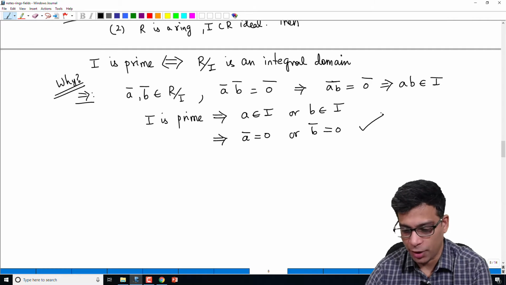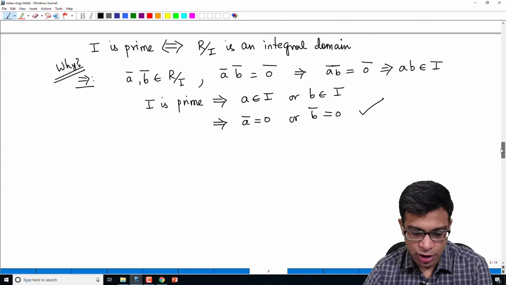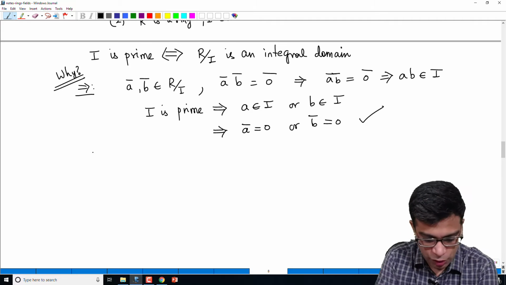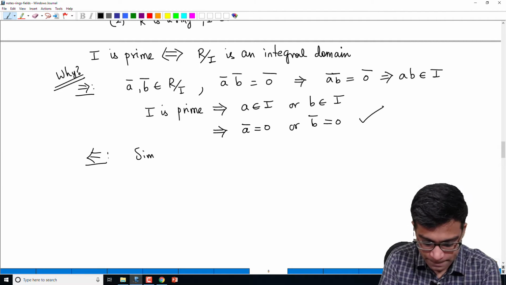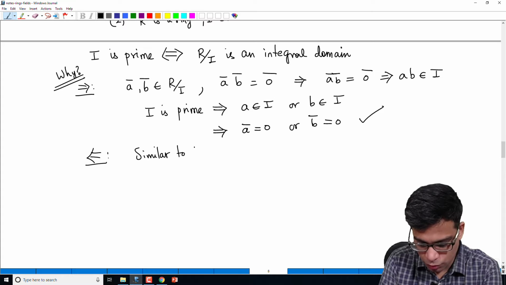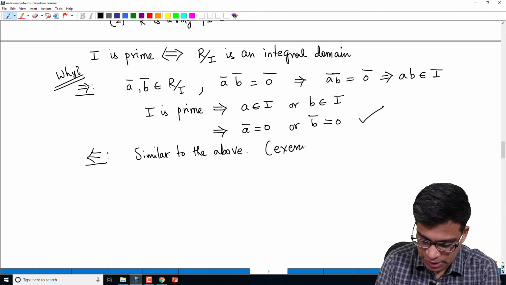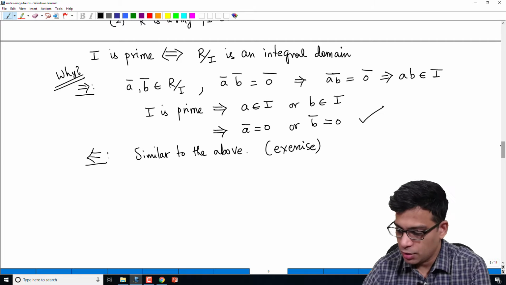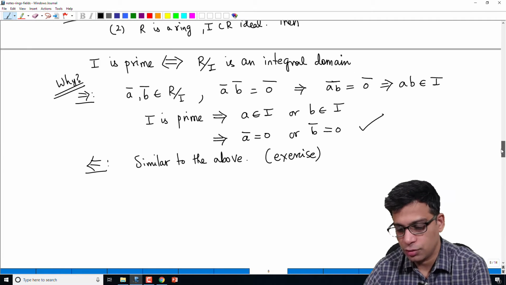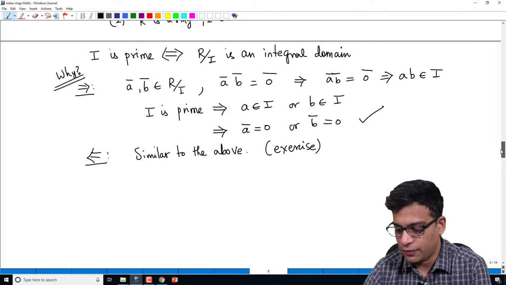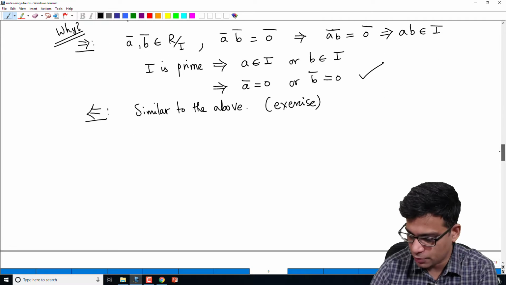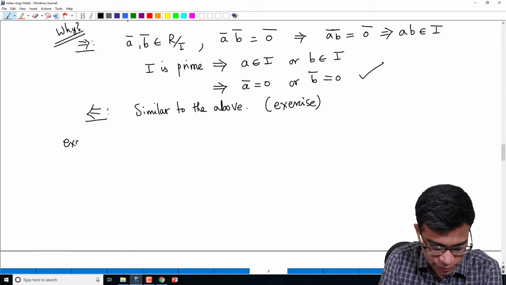Conversely, if R mod I is an integral domain, you want to show that I is prime. So take two elements whose product is in I, but then take the residue. I will leave that as an exercise similar to the above. It's a good exercise for you to get used to the notion of quotient ring. So in other words, to verify that an ideal is prime or not, it suffices to verify whether R mod I is an integral domain or not. Now I will consider some examples before moving on to maximal ideals.